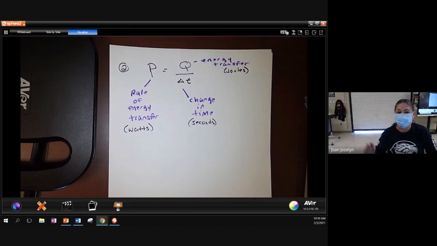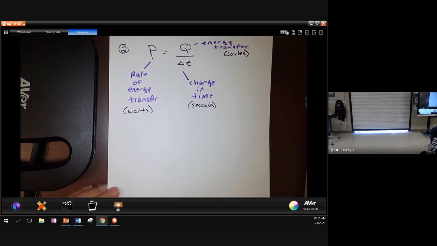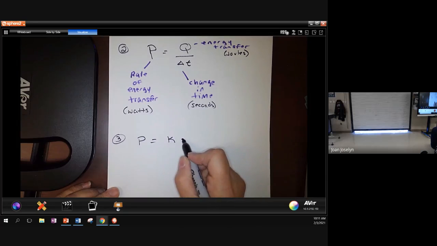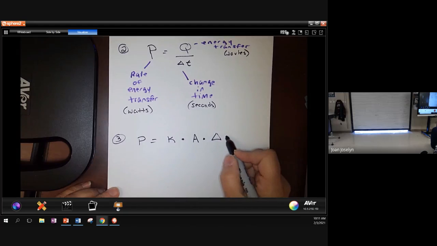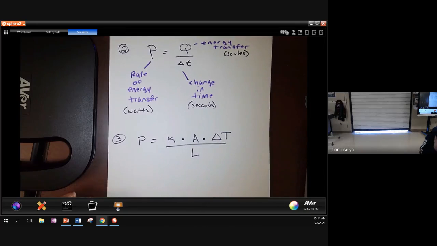Okay, it's just 2 more. They're actually the same. They're just moved around algebraically so you can use them easier. P is equal to K times A times delta uppercase T, all divided by L.